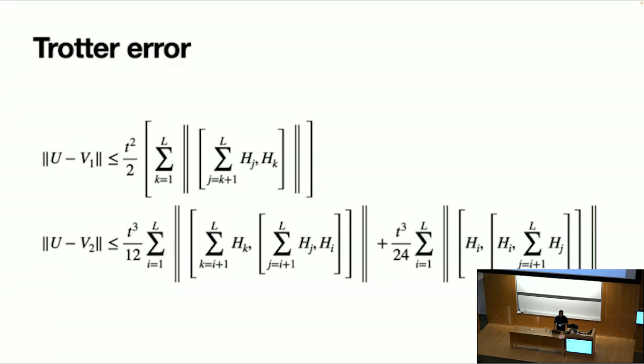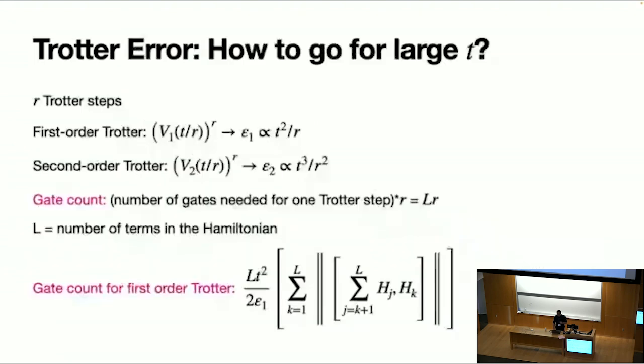And the error of Trotter, as Defang has already mentioned, for first-order Trotter, the error is just the commutator between the terms of the Hamiltonian. And for higher order, the Trotter error is just the nested commutator between the terms of the Hamiltonian. Now, that was for a small time. How do we go for larger time? For larger time, you just simply divide into many Trotter steps. And in every Trotter step, you apply the Trotter approximation.